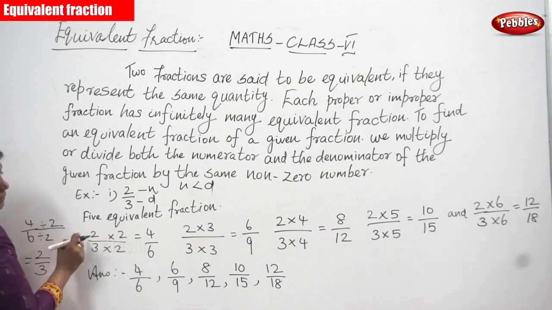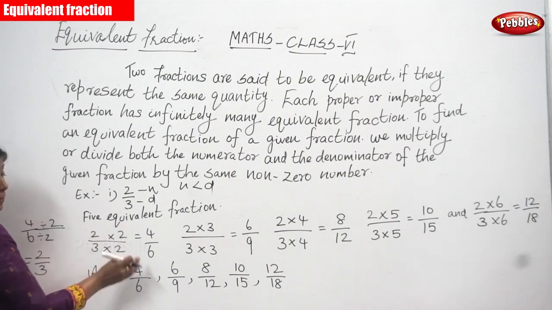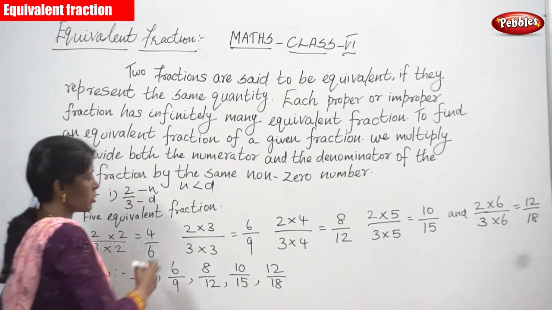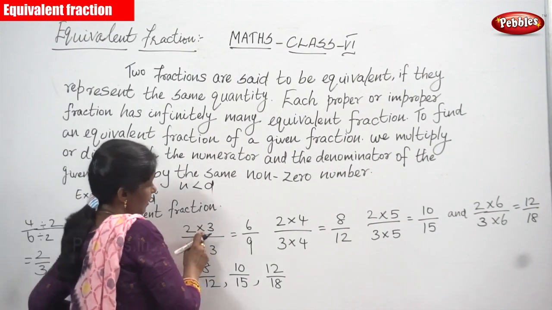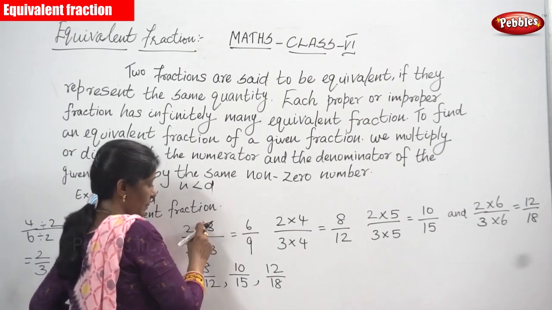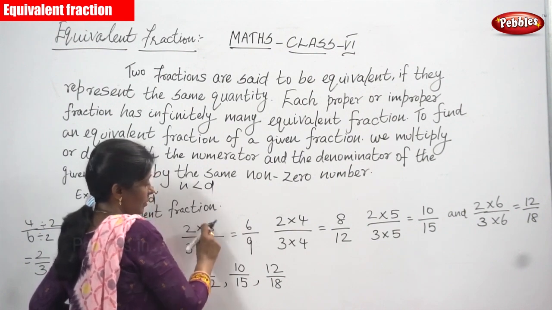So the equivalent fraction of 2 by 3 is nothing but 4 by 6. Now, the same fraction 2 by 3 is going to be multiplied by 3. So I have taken the number as 3.